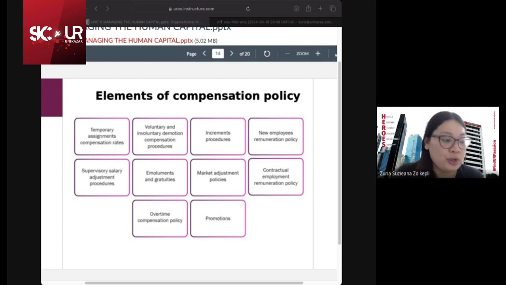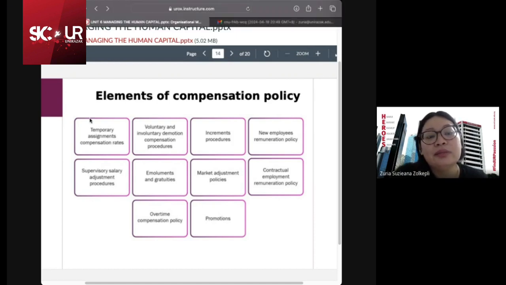All right. So for the compensation policy, what are the elements? It can be temporary assignment of compensation rate, allowance for example, and then voluntary and involuntary demotion compensation procedures. I mean, whether they would like to volunteer for demotion of compensation procedure or whatever, and then increment, new employees remuneration policy. So you should have a standardization for that.